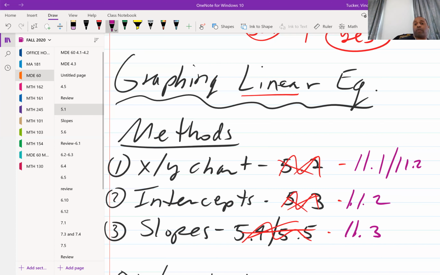All right, so when it comes to graphing our linear equations, linear because the equations will graph or produce a line. So that's called linear equations. So 11.1, 11.2 pretty much sums up that first method, the XY chart. You create an XY chart. 11.2 also has intercepts in it. And then 11.3 talks about your slopes.